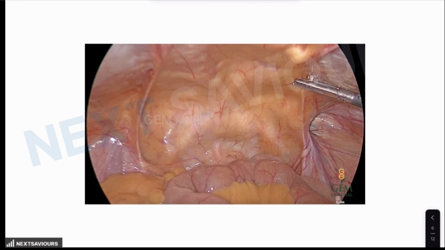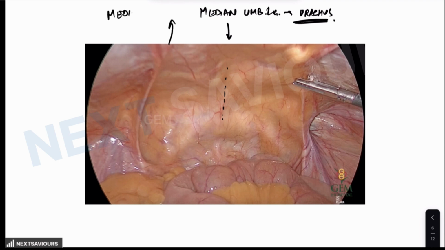So in the midline here, we have this structure which is called the median umbilical ligament, which is actually the urachus, that is the obliterated urachus. Then we have the medial umbilical ligament. You can see this peritoneal fold here. This is the medial umbilical ligament.